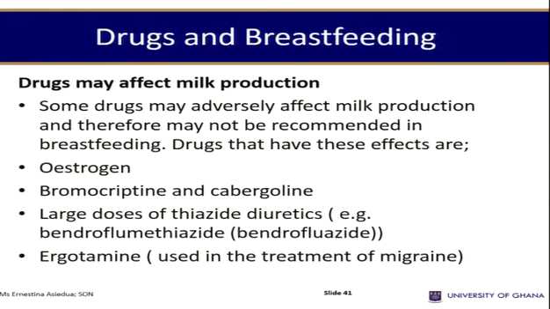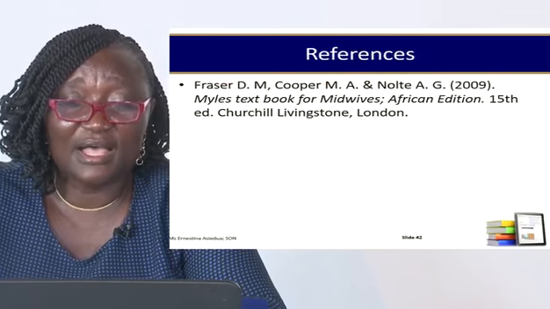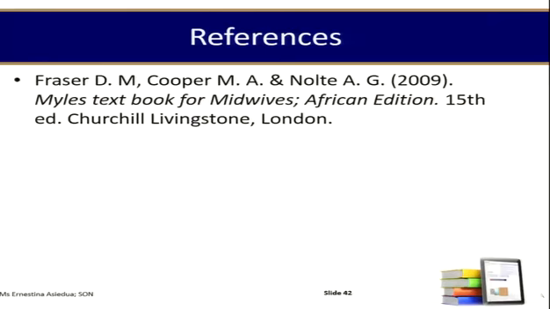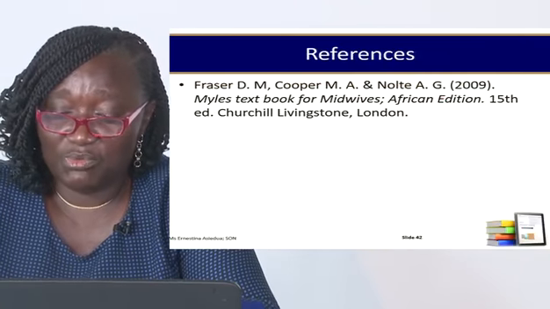And this brings us to the end of our very last session, and these are our references. So we've come to the end of our course, Nurs 236, Abnormal Pregnancy, Labor and Puerperium.